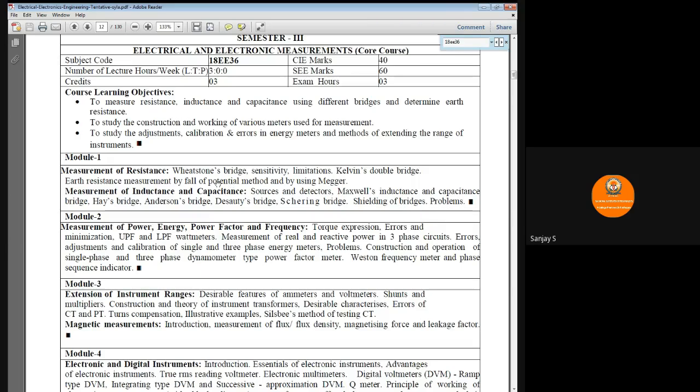So this is what we'll be dealing in module number 1. So our focus will be measurement of resistance, inductance and capacitance. We'll be studying about measurement of passive elements.